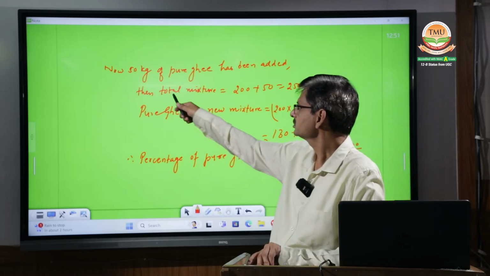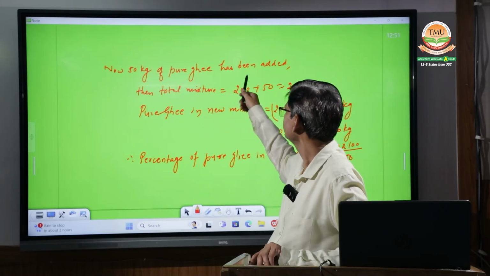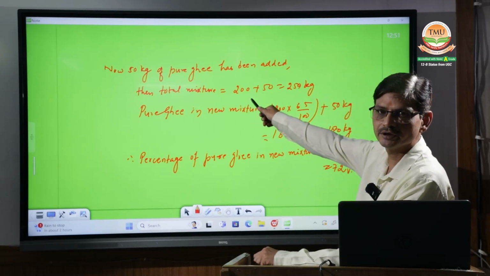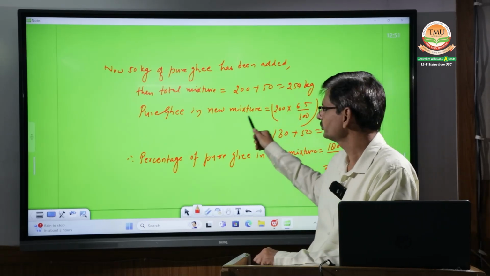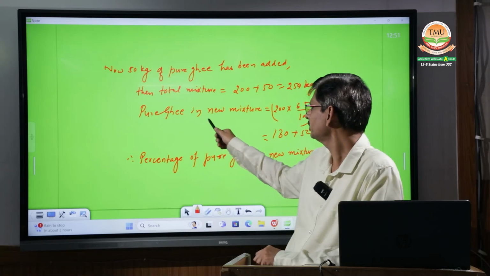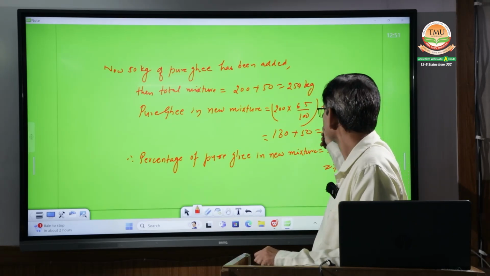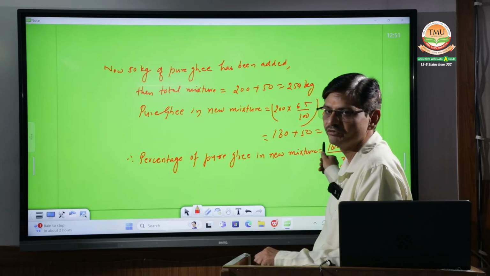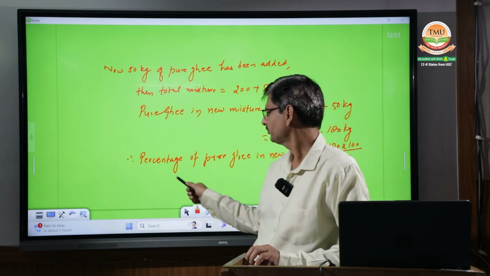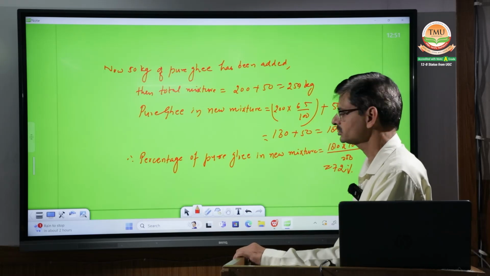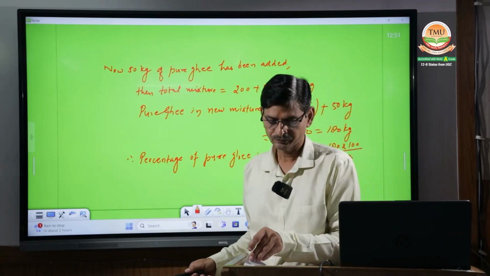Now 50 kg of pure ghee has been added, then the total mixture will be 200 plus 50, that is 250 kg. And now pure ghee in new mixture will be 200 into 65 upon 100 plus 50, this will be 180 kg. So the percentage of pure ghee in new mixture is 72%.